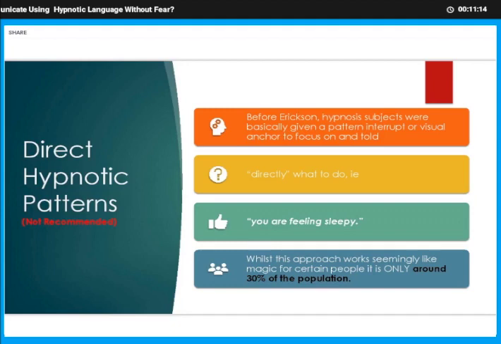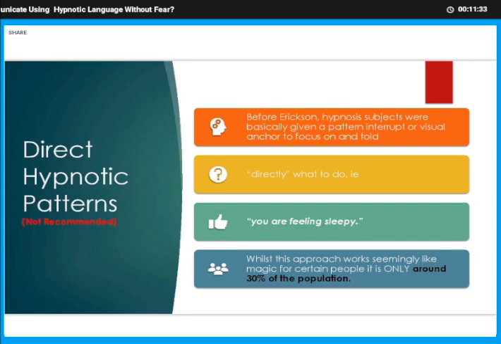Sure. Okay, so these are direct hypnotic patterns, and the reason that I teach these first is so that you can get an idea of the type of hypnotic language patterns that are not effective, but were made most popular early on.